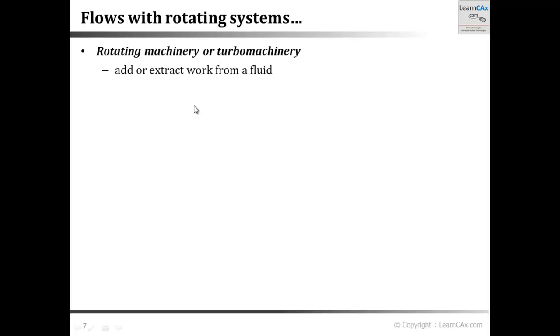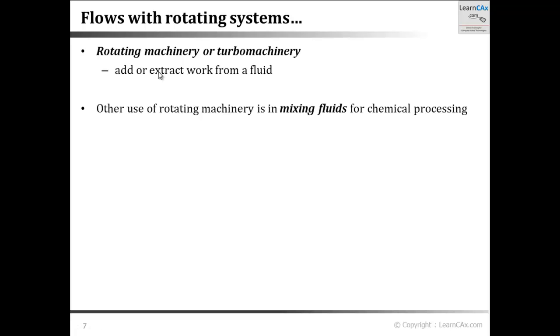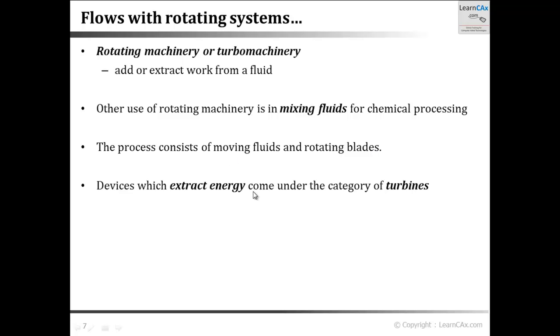Now basically the function of a rotating machinery or a turbomachinery is to add or extract work from a fluid. Other use, as we just discussed, can be of mixing fluids for chemical processing. All these standard turbomachinery equipments consist of moving fluids and rotating blades. This is a standard type of assembly that we see in every rotating machinery. It consists of a stator and rotor. Rotor consists of blades which are rotating, and the stationary part forms the stator.